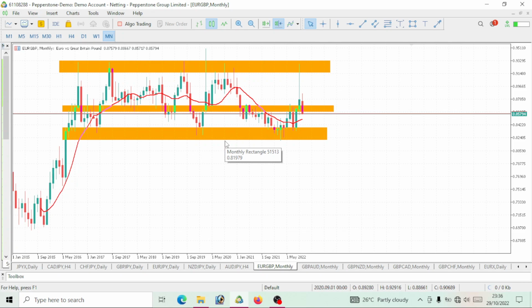Now, let's quickly take a look at our GBP. We want to see where this price will be moving this week. So, we will start with our Euro GBP, then our GBPAUD, GBP New Zealand, GBP CAD, and GBP Swiss franc.